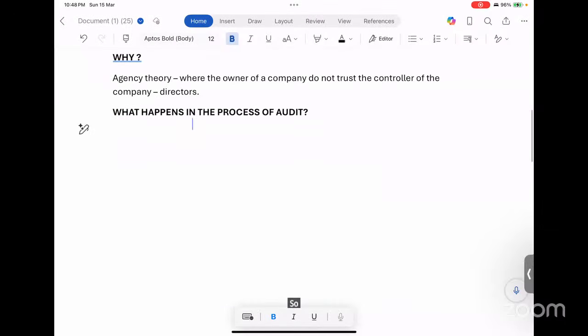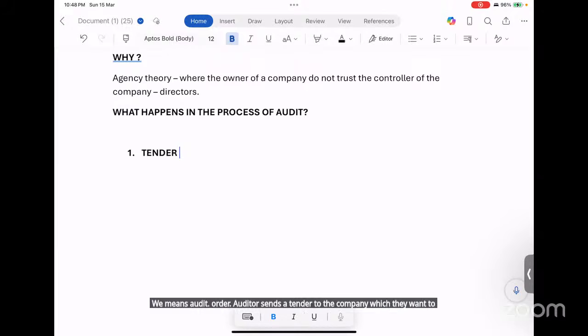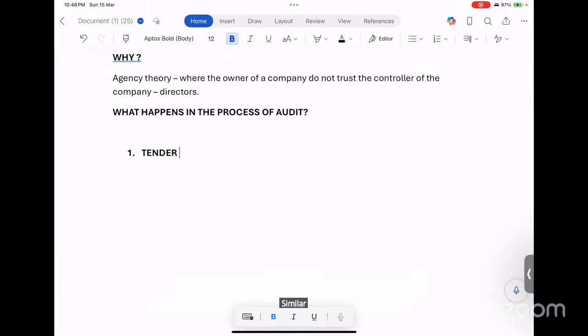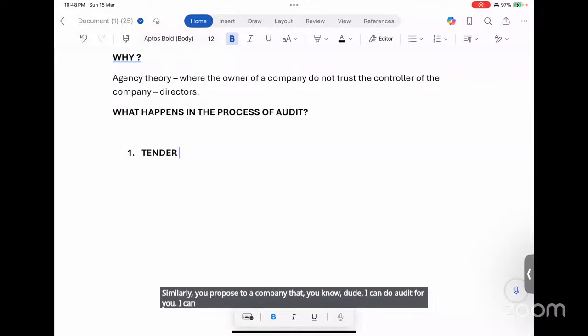So basically, first of all, we send a tender. We means the auditor. Auditor sends a tender to the company proposing that we can conduct an audit. So I'm an auditor or audit firm. I will send a tender document. Tender is just like a proposal. So just like in your life, you propose to your prospective partners. Similarly, you propose to a company that, dude, I can do audit for you. I can conduct audit for your company.